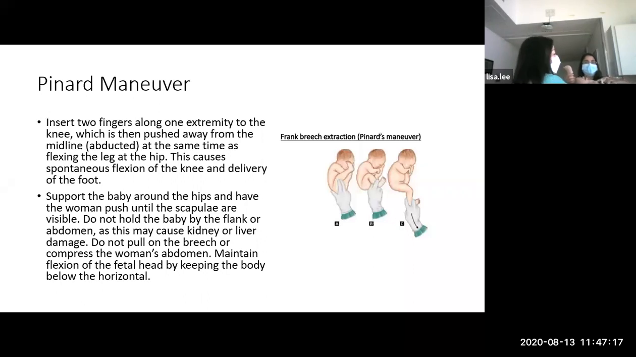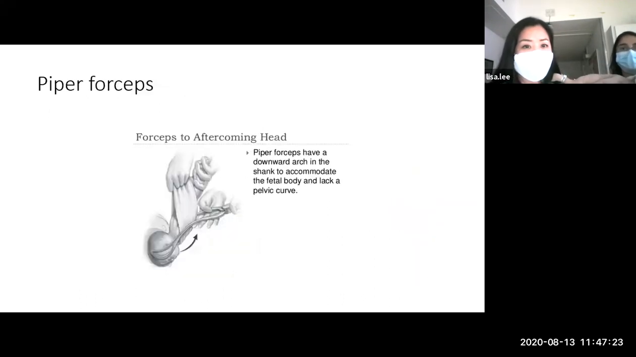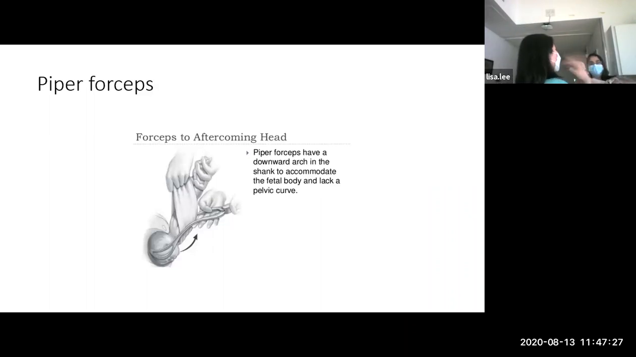This is talking about the forceps. The Piper forceps we already talked about, but if you don't have to use Piper forceps, what is the maneuver, Ari, that you can do to deliver the head in a flexed position?